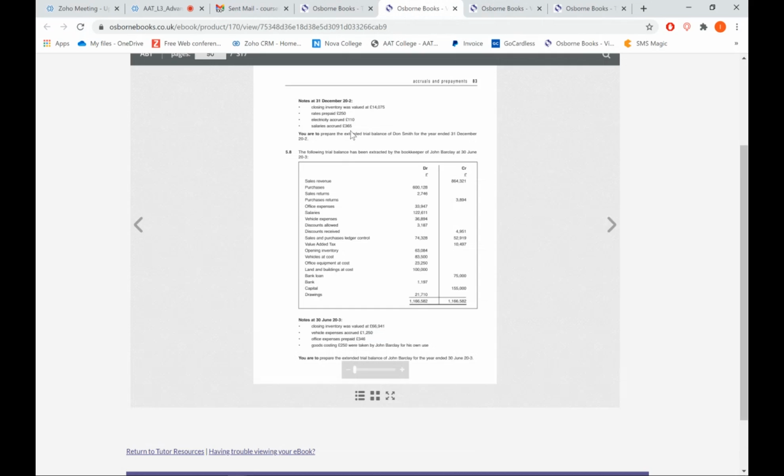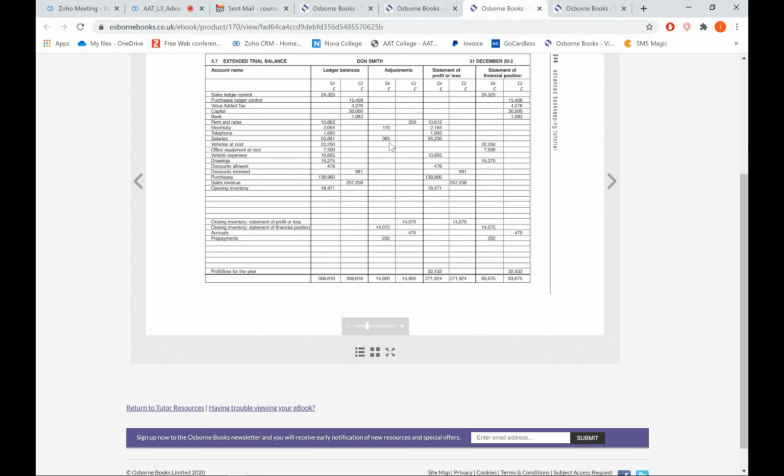Salaries accrued 365. So again, salaries debit and accrued credit. So 365 debit against salaries and 365 credit for accruals. This is how we got these figures. Then we just total up all these and we see that both are matching. Then we go one by one to the statement of P&L account.